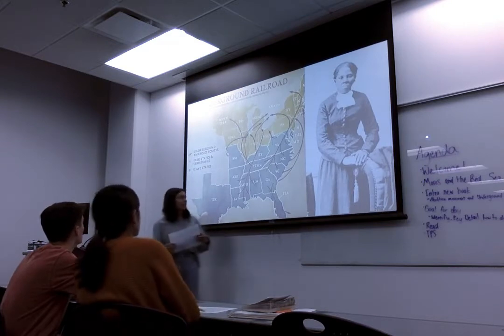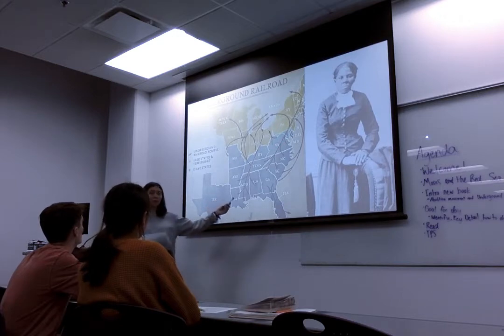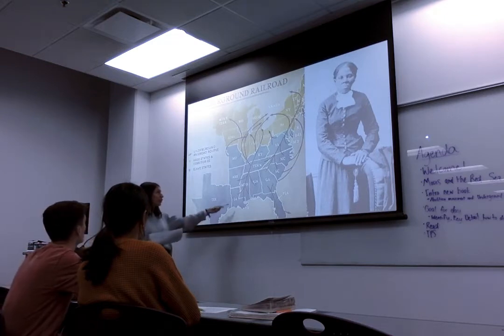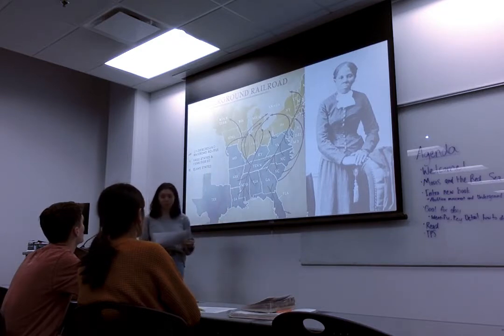And then I meant to show this to you earlier, but this is a picture of the Underground Railroad, which was a secret route that had a bunch of safe houses and was the way that they would go to escape to freedom. So they would start in the South in the slave states, and they would go up to the free states or up to Canada where they would have freedom. And then that's a picture of Harriet Tubman, right?